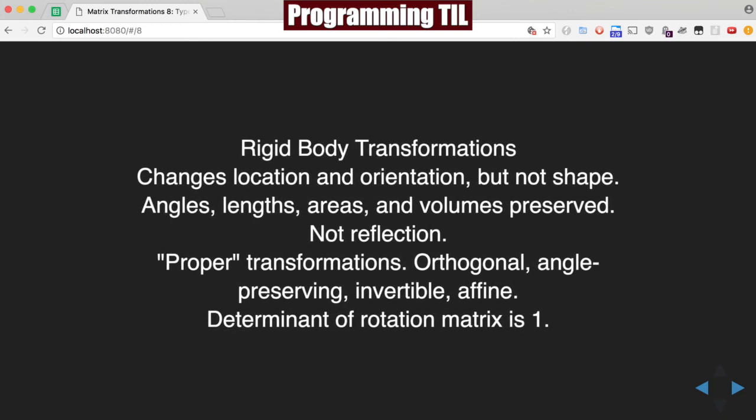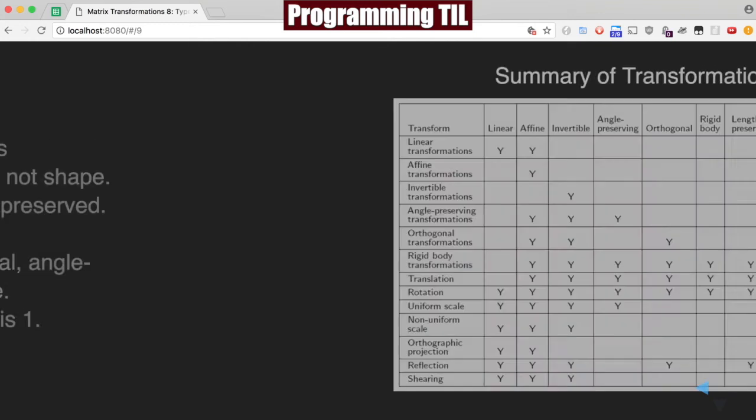Rigid body transformations change the location and orientation, but not the shape. Angle, length, areas, and volumes are preserved. Reflection is not a rigid body transformation. And proper transformations are orthogonal, angle-preserving, invertible, and affine. The determinant of a rotation matrix is 1.